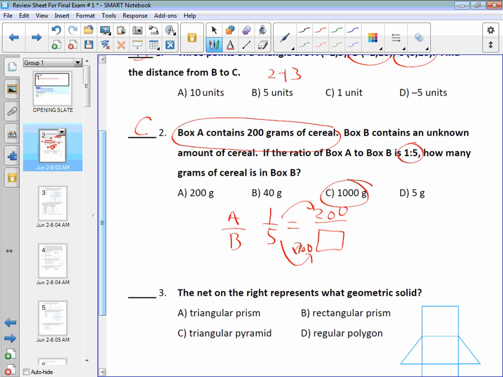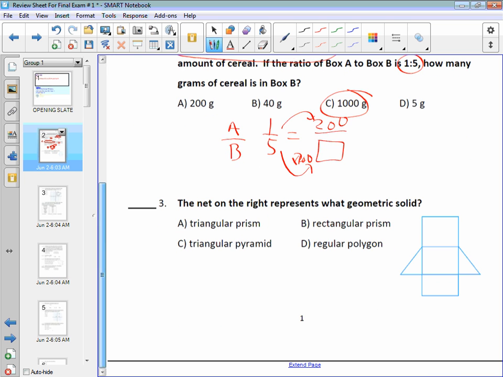Okay. Number 3, we just did it, so I'm just going to give you the answer. It's A. Triangular prism. These are the sides that are parallel and congruent. That's how we identify prisms, by their congruent and parallel bases.